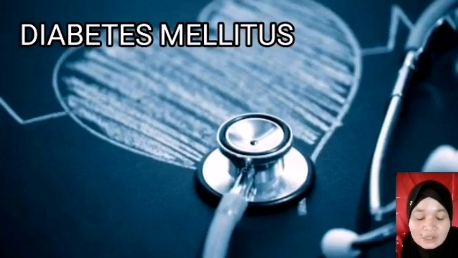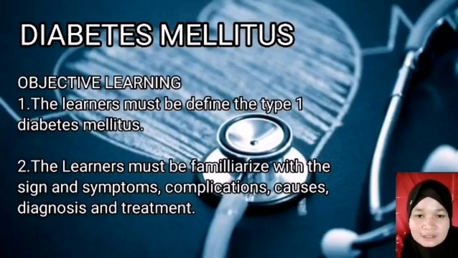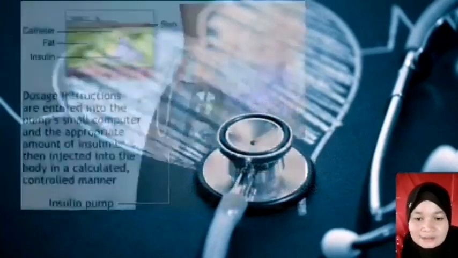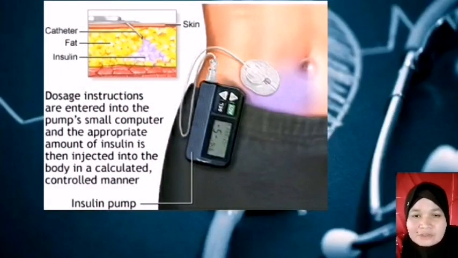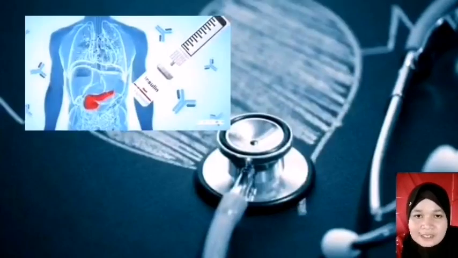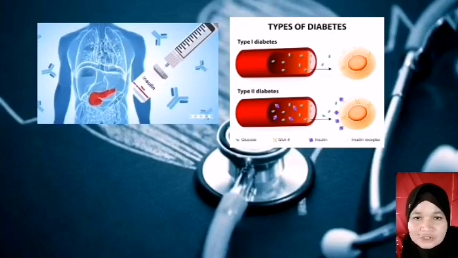Diabetes mellitus. Learning objectives. The learner must be able to define type 1 diabetes mellitus. The learners must be familiarized with signs and symptoms, complications, diagnosis, causes, and treatments. Diabetes mellitus, also called diabetes, is a term for several conditions involving how your body turns food into energy.